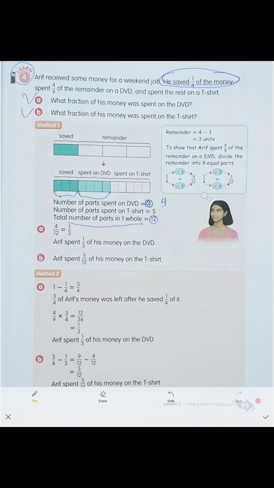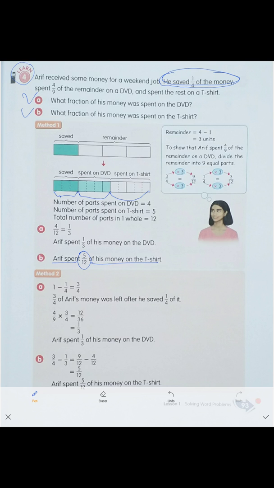4/12 were spent on the DVD. On the t-shirt, this is the rest, 5/12. 4/12 can be simplified and it's going to be 1/3. And write your answer as a sentence. Arif spent 1/3 of his money on the DVD. Arif spent 5/12 of his money on the t-shirt. Everything becomes very clear from the unit bar.